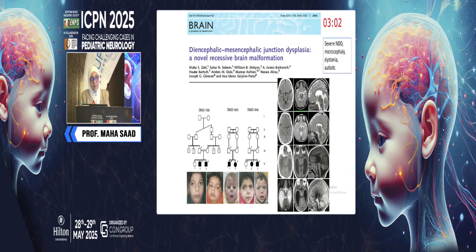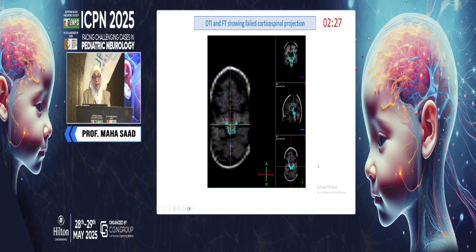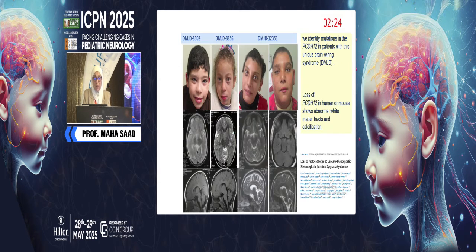The last thing is the diencephalic mesencephalic junction dysplasia. We describe this anomaly. We can see there is fusion here between the mesencephalon and the diencephalon. We described these anomalies many years ago, and then in 2012 it was the first presentation of the clinical picture of familial mesencephalic diencephalic junction defect. The most characteristic thing is the fusion here between the mesencephalon and the diencephalon. We found by DTI that there is failure of corticospinal projection.